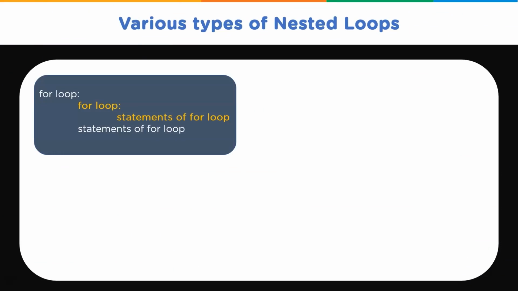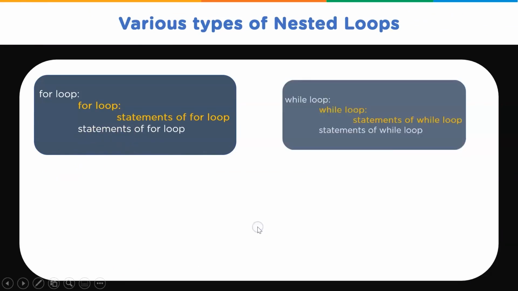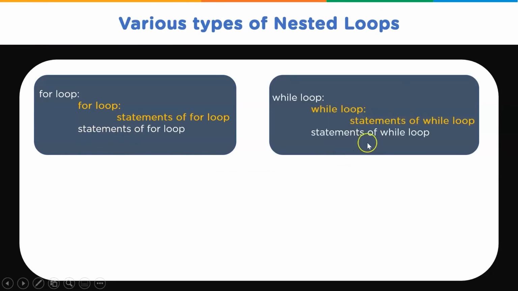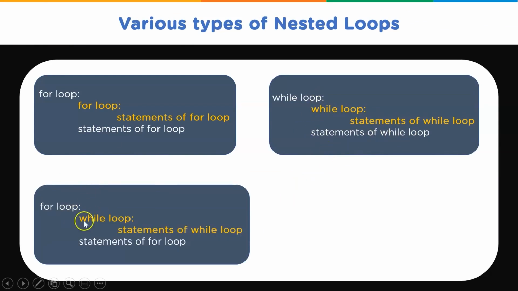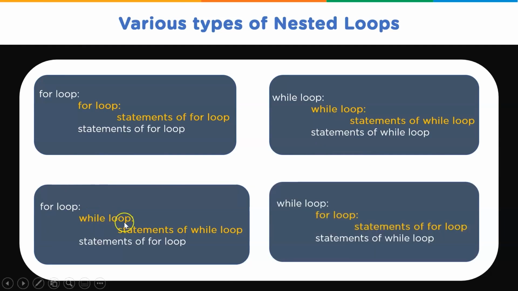Now talking about the various ways of writing nested loops in Python. So with Python you can write a for loop inside another for loop, or you can have a while loop declared inside another while loop. You can see it here. So using Python you can use both for loops and while loops together. The outer loop can be a for loop and the inner loop can be a while loop. You can also write nested loops having a while loop outside and for loop inside.